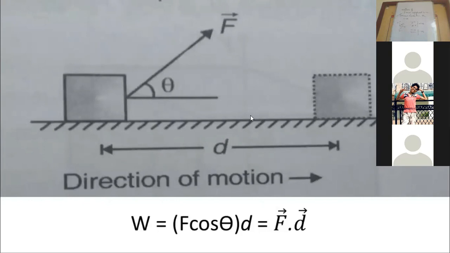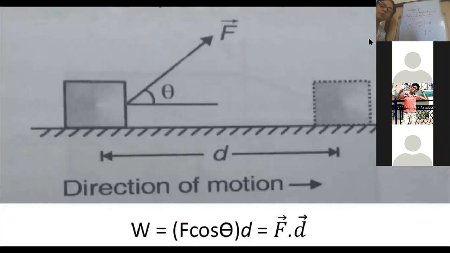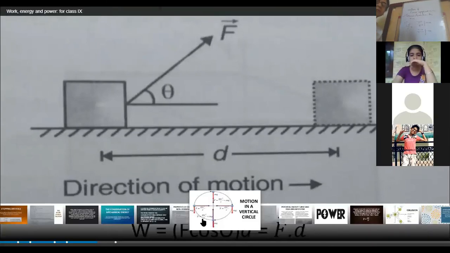So we were discussing when the work done will be positive, when it will be negative, and when it will be zero. So we have understood all the conditions when we say that work done is positive, negative, or zero.